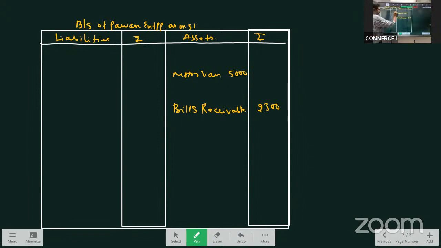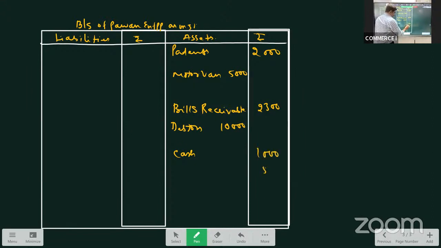Then patents. Patents are also an asset. Patents are an intangible asset, 2,000. Then we have debtors. Debtors are 10,000. I'll write in the inner column. We have an adjustment on that. Cash. Cash is an asset, 1,000. Accrued interest, I told you it is also an asset. Accrued interest means this is the interest which we have earned, but it is not yet received.